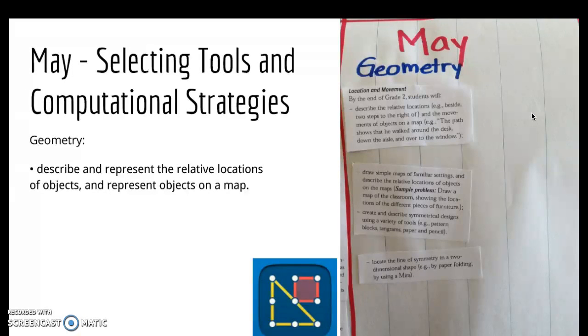May is selecting tools and computational strategies. I'm going to look at geometry and spatial sense for this particular spot, and we're going to use the GeoBoard app that's available for the students to be able to talk about different spatial sense. We're going to look at maps from all over, and the real-life context is we're going to really look at our community and what it looks like and what's in it, and connect it to the social studies curriculum as well when it comes to spatial sense and drawing simple maps. And the assessment piece will be done again on geometry. So that's the month of May.